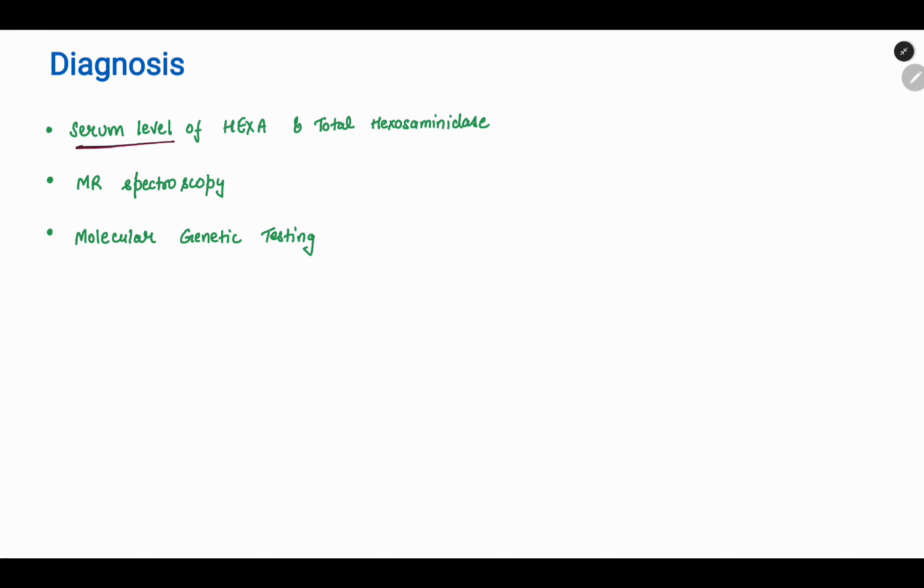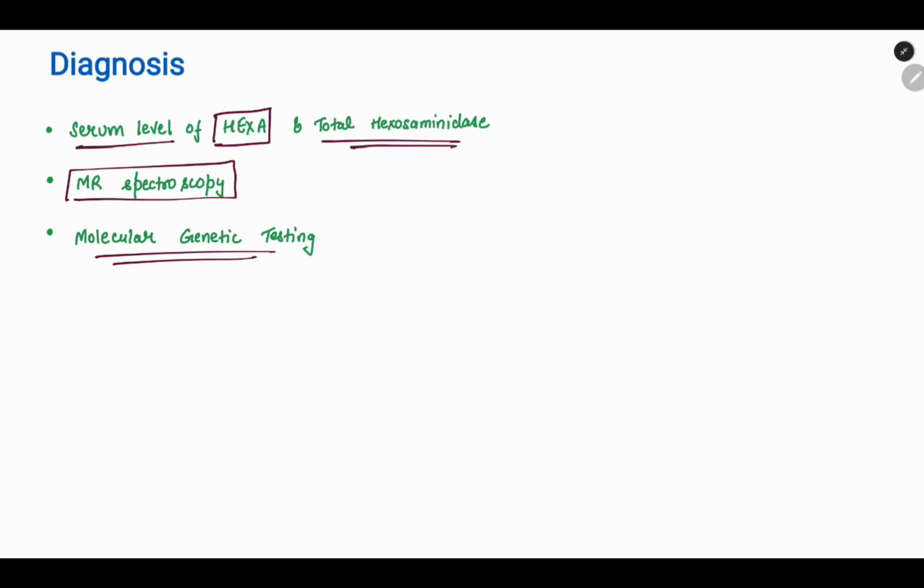Also, along with these, the serum level examination of the hexosaminidase enzyme and total hexosaminidase can be quite helpful. MR spectroscopy is also a viable parameter and a good tool to detect and quantify neuronal damage, and it can also be used to check the response the person is showing to the treatment. Also, we can offer molecular genetic testing as it is a genetic disorder. So this was all about the diagnosis part.